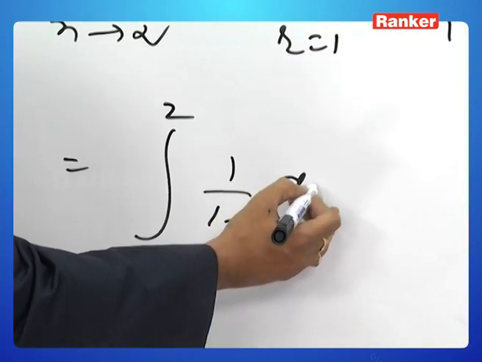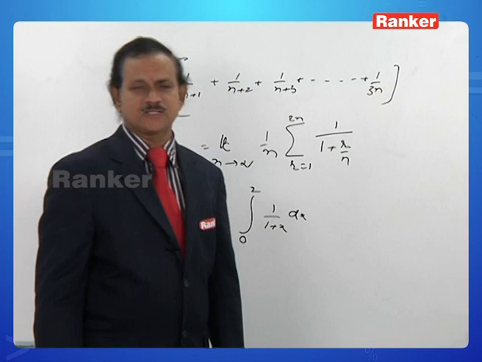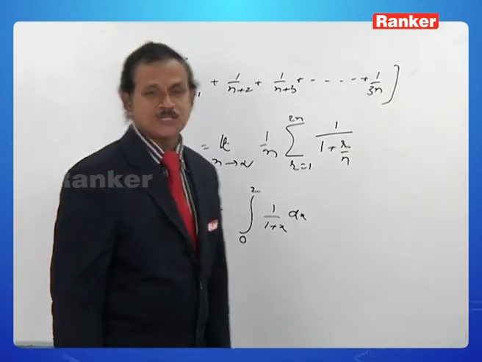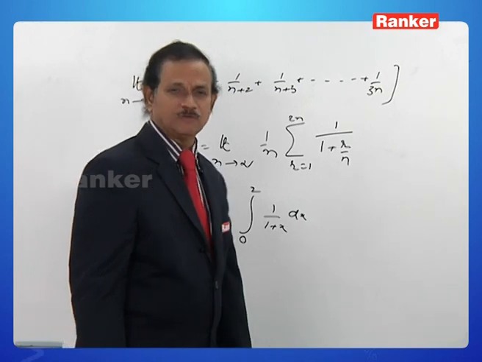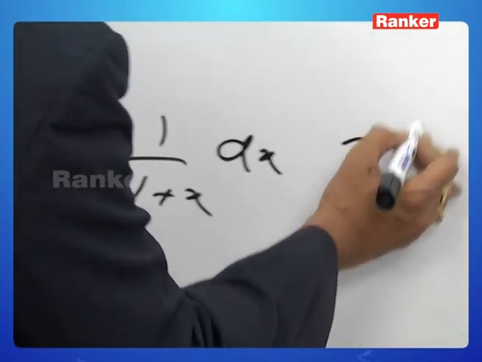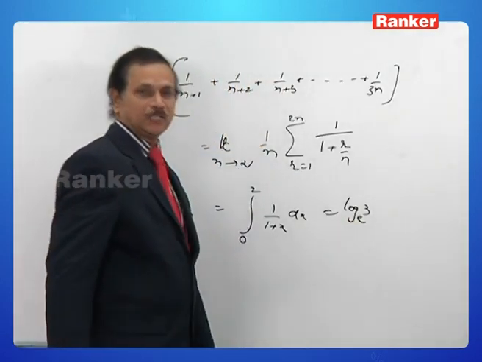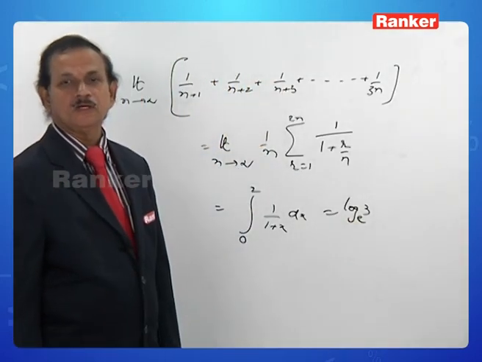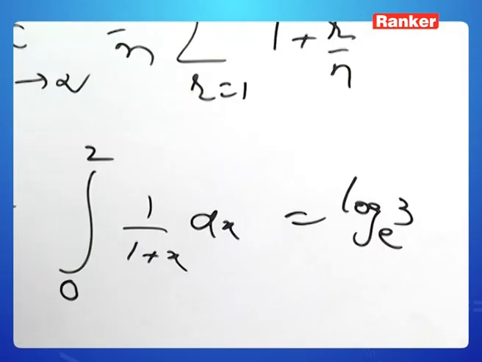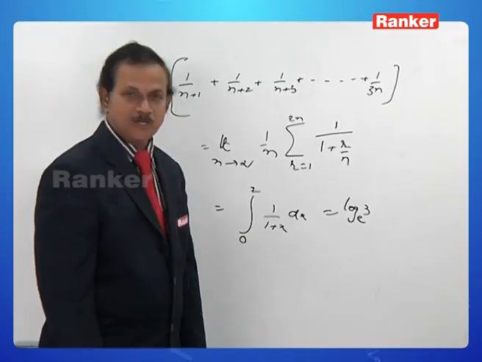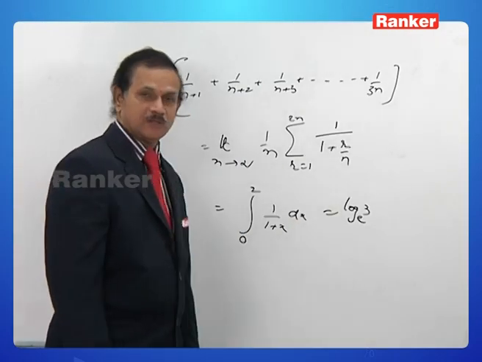And you proceed as before. 1 by 1 plus x is nothing but log mod 1 plus x to the base e. And if you substitute the limits, upper limit 2 and lower limit 0, then you will be able to have log 3 to the base e, or ln 3. Previously we had 1 by 2n, answer was log 2 to the base e. Now we have 1 by 3n, answer is log 3 to the base e.